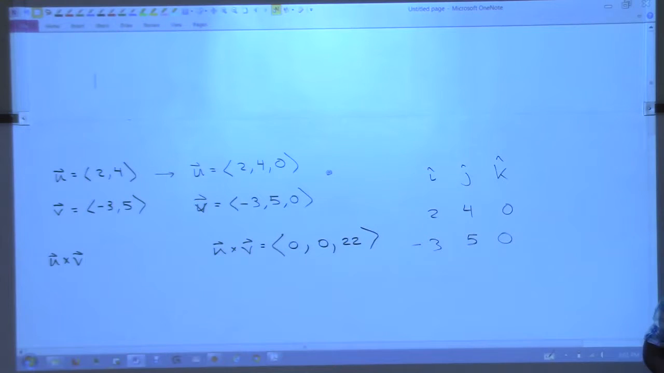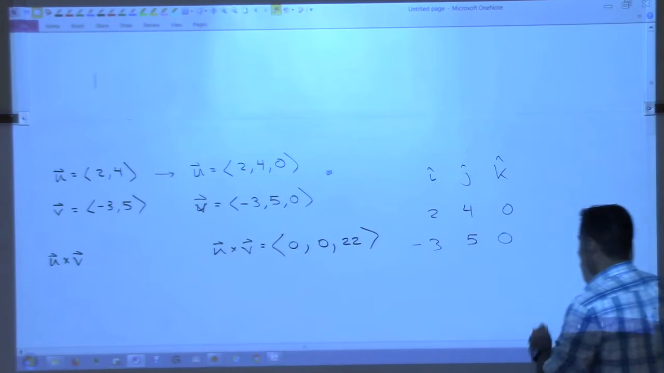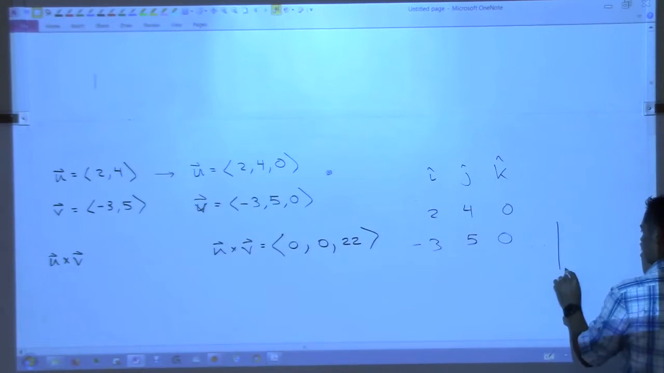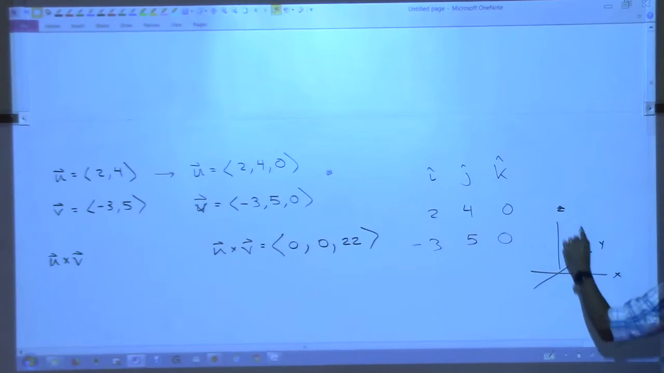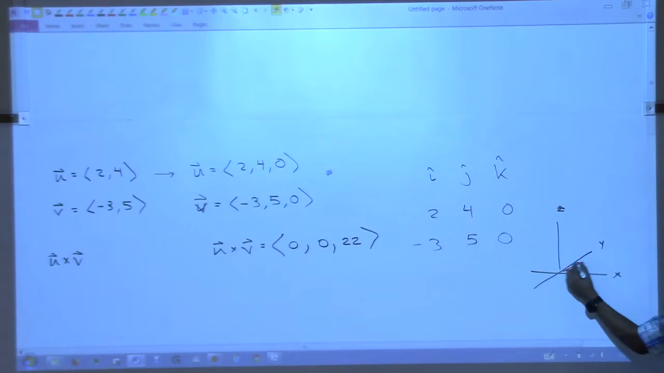That vector is, like, if this is the x and the y and the z, our original vectors lived on the flat sheet of paper on the ground, right? And I crossed them, and when I crossed them, I got a vector that is going straight up.